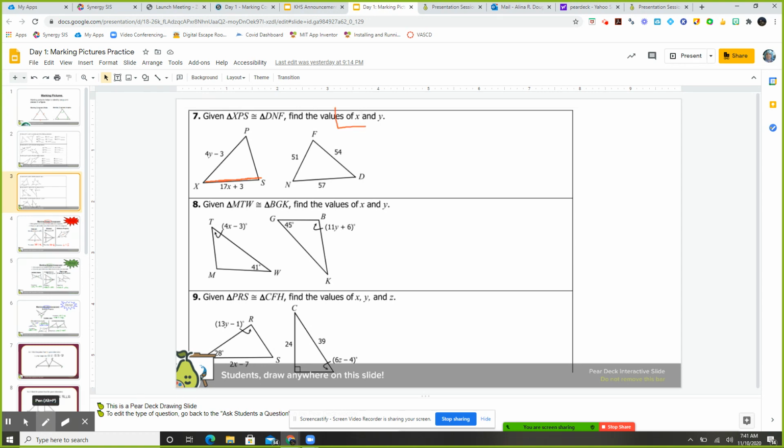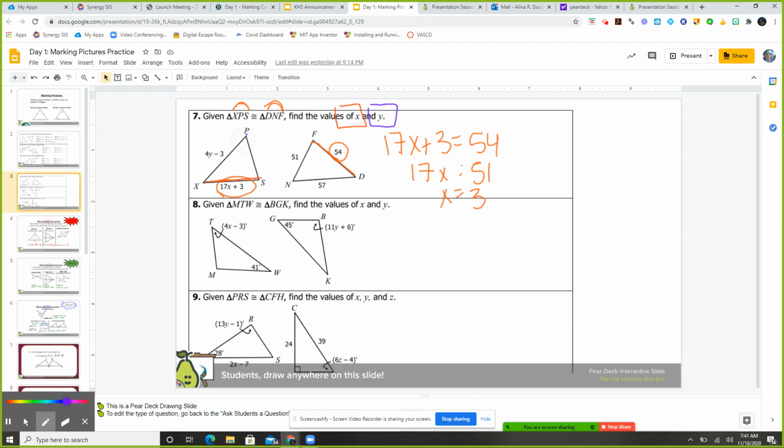So this one says solve for X and solve for Y. What equation can I set up to solve for X? What corresponds to XS? XS goes with DF. So those corresponding sides, I'm going to set those two things equal to each other. 17x plus 3 equals 54. I'm going to solve that. 17x equals 51, and I think x equals 3, if my mental math is working today.